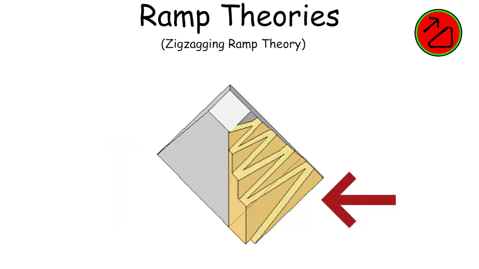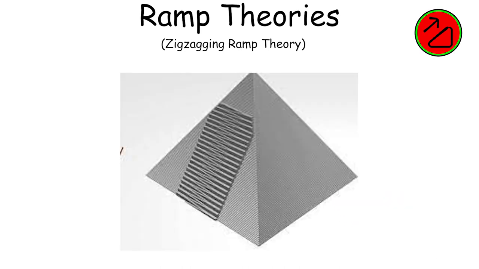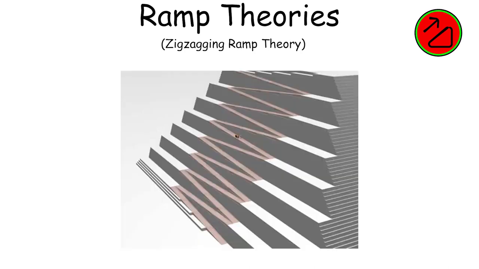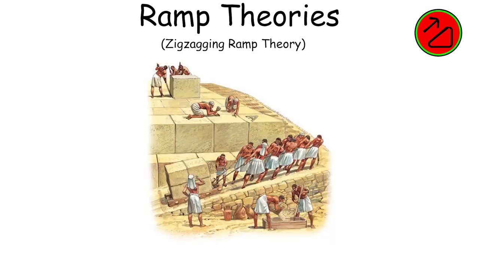Zigzagging ramp theory. The zigzagging ramp theory proposes that a series of zigzagging ramps were used to move the stones. These ramps would have zigzagged up the sides of the pyramid, reducing the steepness of the incline and making it easier to haul the heavy blocks. This method would have required less material than a straight ramp and could have been more manageable in terms of construction and maintenance. However, it would still have been a complex and labor-intensive process.